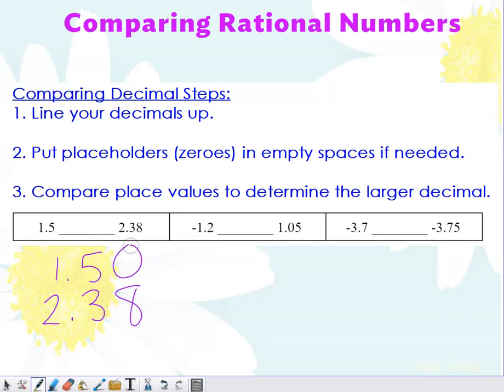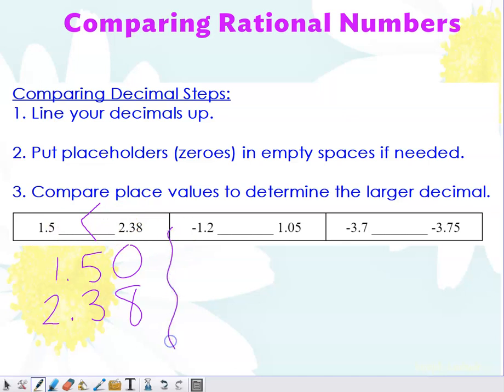put in any placeholder, and then we're going to compare starting on the left. So 1 and 2, are these different? Can we say one is bigger than the other one? Yes. The 2 is larger than the 1, so automatically in this first step, I can say, okay, I know that 2 and 38/100 is going to be larger than 1 and 5/10 because it has a whole number that is larger. It is the larger whole number.